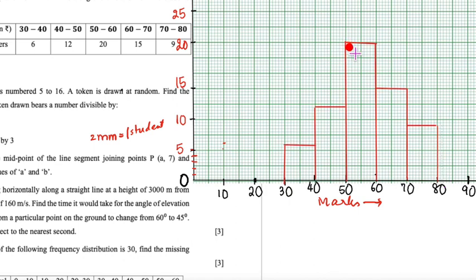Now for the mode, we will have to take this corner and draw the line up to this corner, and draw the line joining this corner with this one. The point of intersection will give us the mode. So we draw this line vertically downwards, and that is going to give us the value of our mode. Let us count the divisions after 50. It is 56. So our mode is 56 marks, and that is our answer.